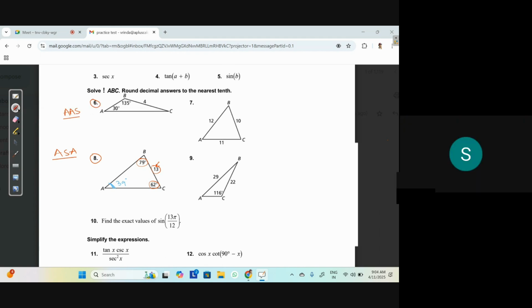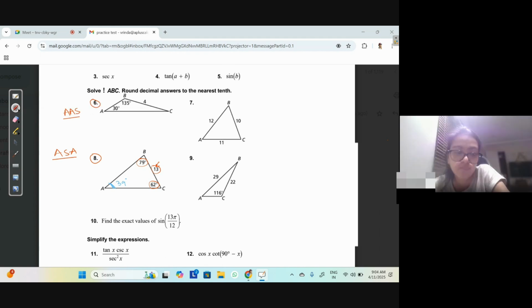Then you put the small sides. So this is small a opposite to angle A. This is small c opposite to angle C, and this is small b. Okay. Now, what do we have to find out? We have to find out two things. We have to find out the value of C and the value of B.